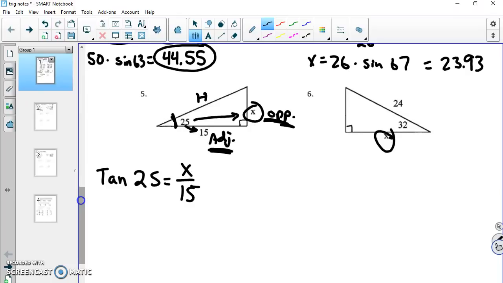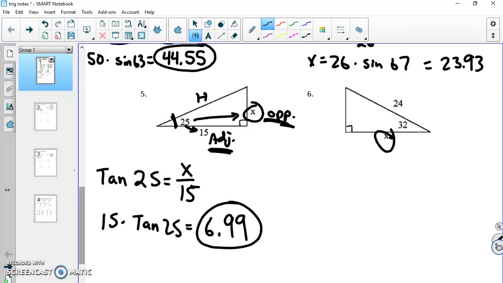So to get x by itself, we want to do 15 times tangent 25 on your calculator. Type that in, and you should get 6.99. Okay. Good. So we've got 3 answers down. 1 to go on this page.